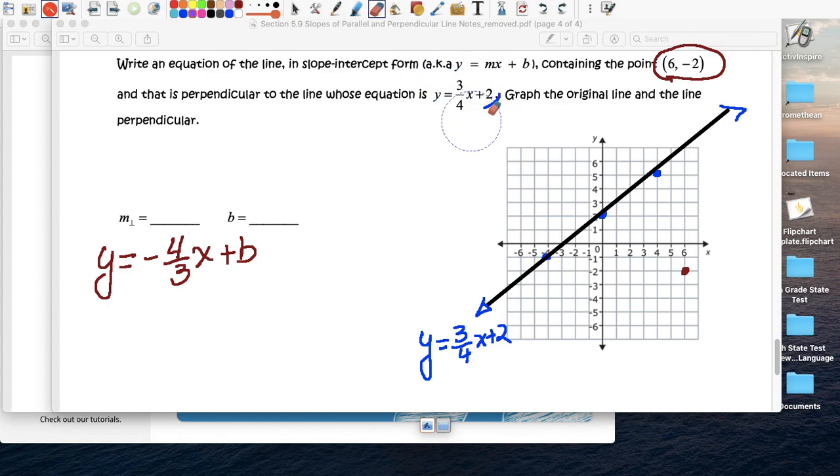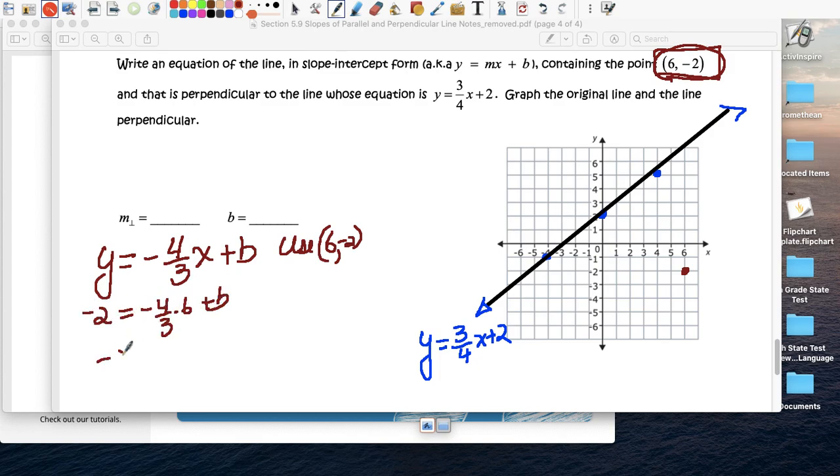Let's use a point on this perpendicular line, and the only point I know is 6, -2. So replace: we get -2 equals -4/3 times 6 plus b. -2 equals -8 plus b, plus 8 on both sides. b equals 6. So the y-intercept is 6 right here. So now I can finally draw this perpendicular line because I have 2 points.